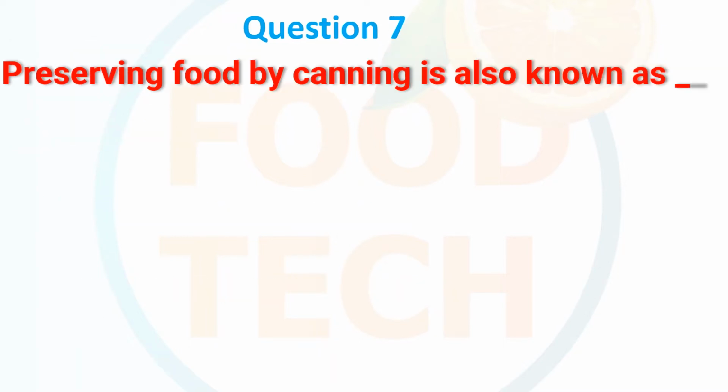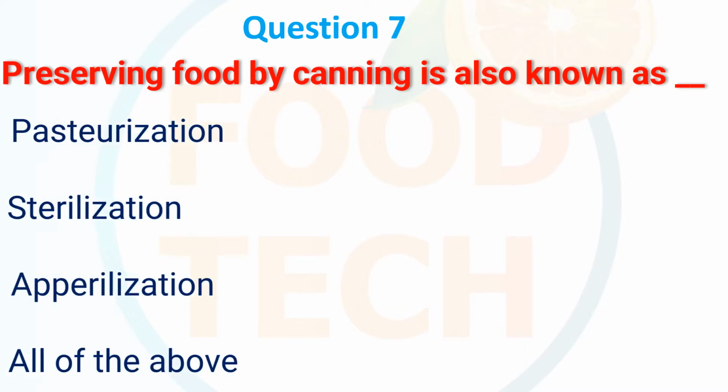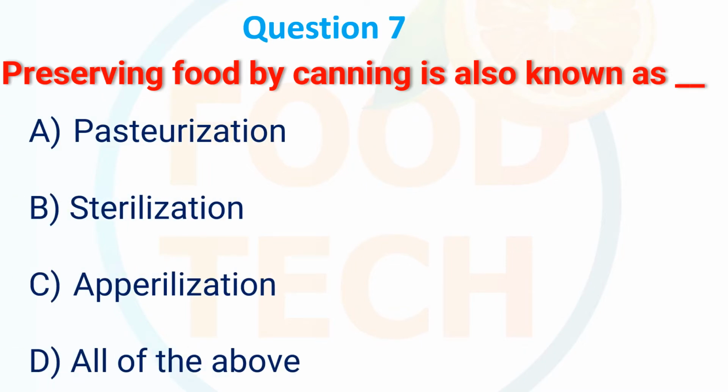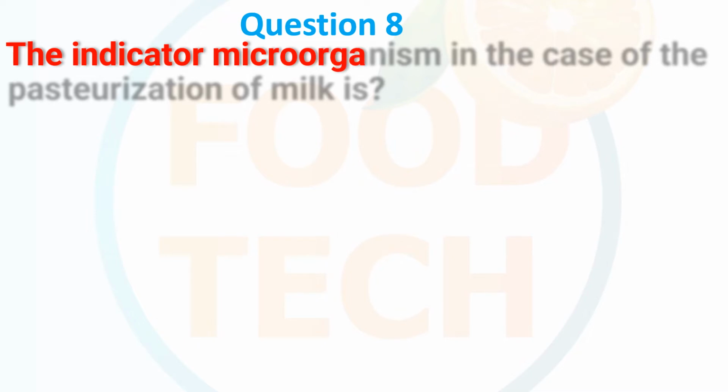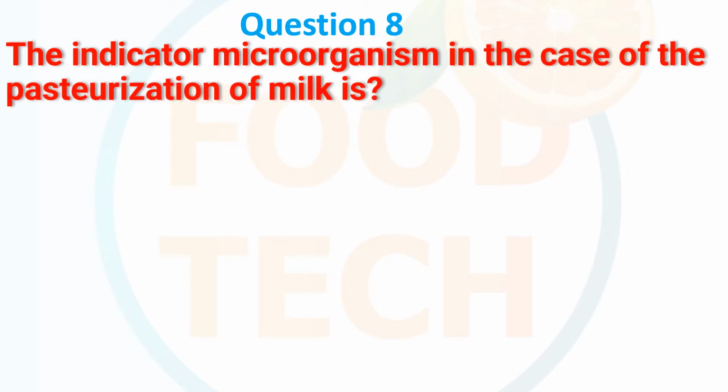Preserving of food by canning is known as A. Pasteurization. B. Sterilization. C. Appertization. D. All of the above. The answer is C. Appertization.